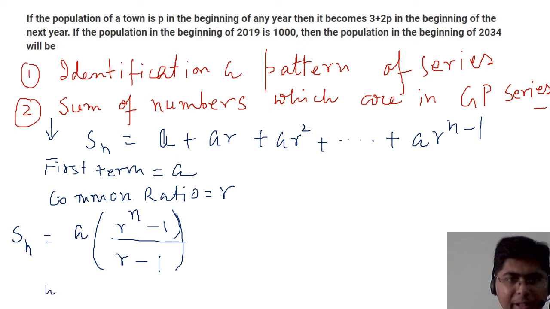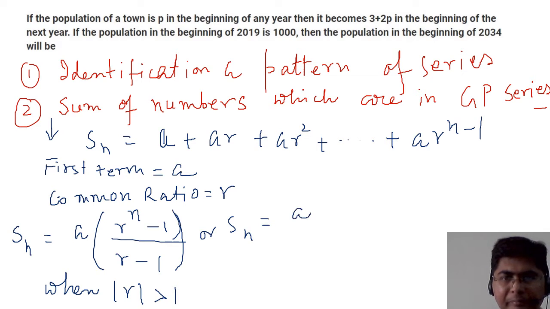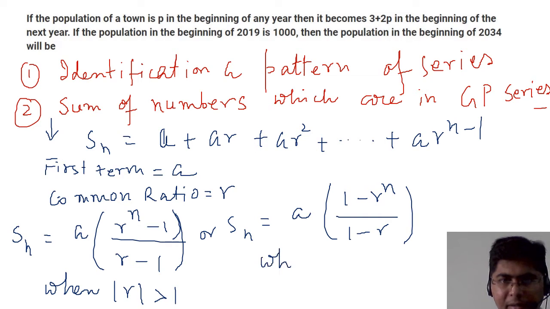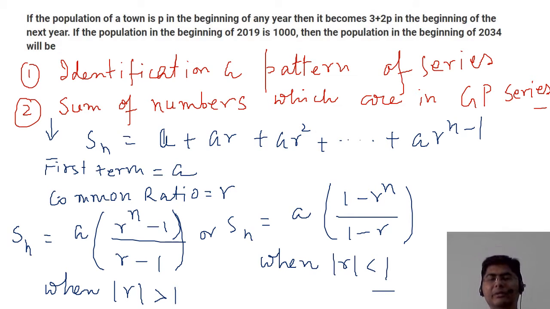So this is possible when r is greater than 1. The other formula is A multiplied by 1 minus r to the power n, and the denominator should be 1 minus r, where mod r is less than 1. Now these two concepts will be used in these cases. So let's see how I am going to use these two techniques to find out the answer.